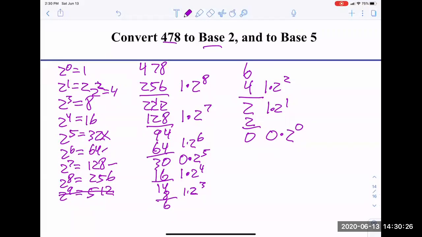So my base 2 numeral for the base 10 number 478. Now I just go down the line. 1, 1, 1, 0, 1, 1, 1, 1, 0, base 2. So 2 to the 0, 1st, 2nd, 3rd, 4th, 5th, 6th, 7th, 2 to the 8th. That's where we started. Now I'm going to do it to base 5.